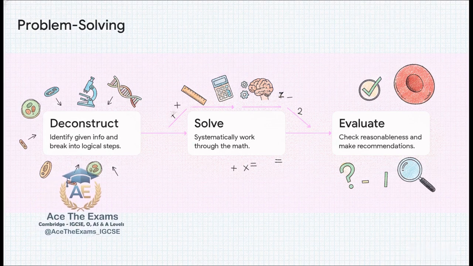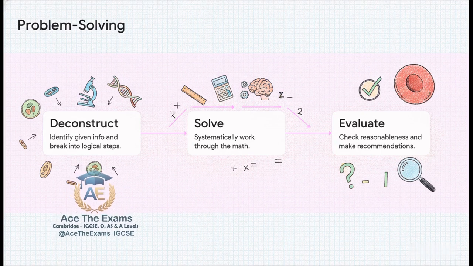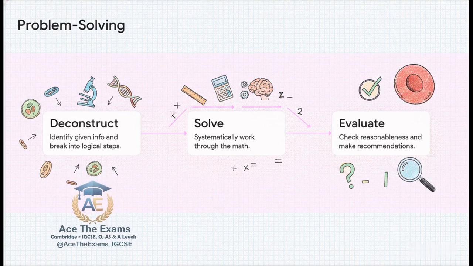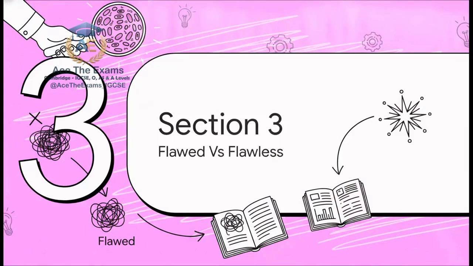Think about it. Did you just calculate a single red blood cell to be 3 centimeters wide? Because if you did, your evaluation step should immediately set off alarm bells that a decimal point is definitely in the wrong place. Okay, let's jump into Section 3, flawed versus flawless answers.